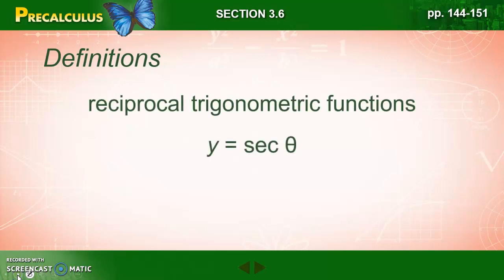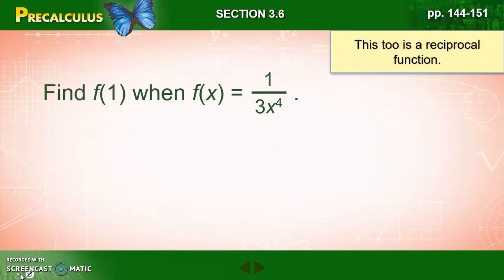All right, our reciprocal trig functions then, we just talked about what the reciprocals are. Our reciprocal trig functions are y equals secant theta, y equals cosecant theta, and y equals cotangent theta, remembering that secant is 1 over cosine, cosecant is 1 over sine, and cotangent is 1 over tangent. You will need to memorize those.